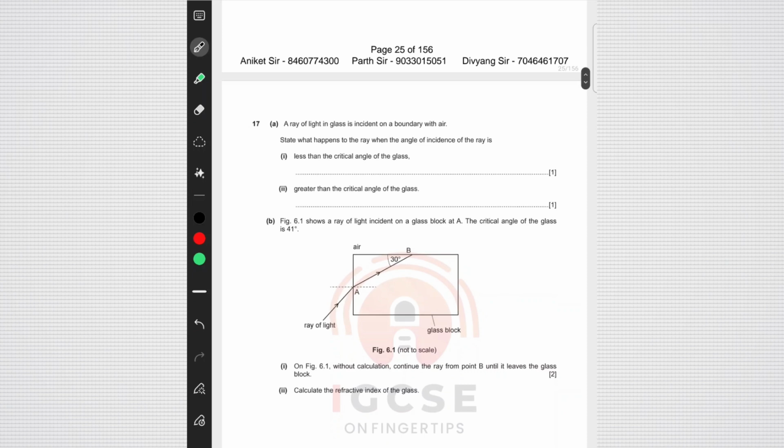A ray of light in glass is incident on a boundary with air. State what happens to the ray when the angle of incidence of the ray is less than the critical angle of the glass. It emerges out, right? And then when it is greater than the critical angle of glass, it gets reflected inside.